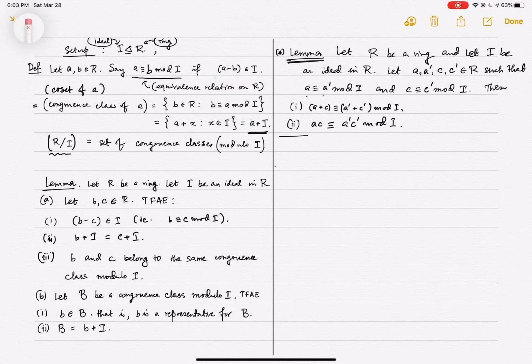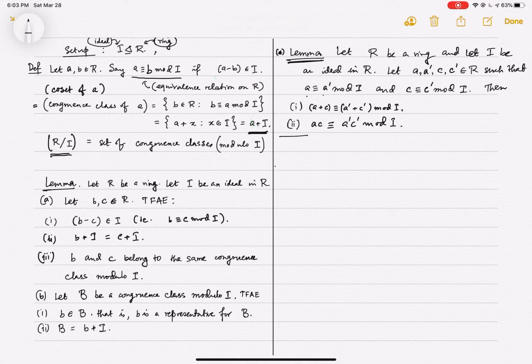And we have a bunch of conditions that tell you when two things are in the same congruence class, etc. What we need to do, which is what we're going to do, is define two binary operations on this set R mod I that turn it into a ring. That's the goal.